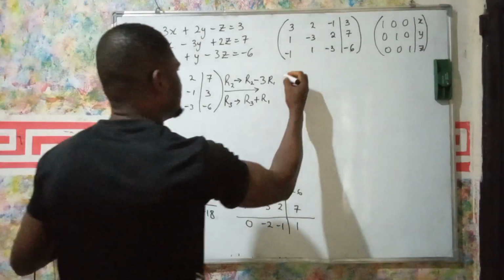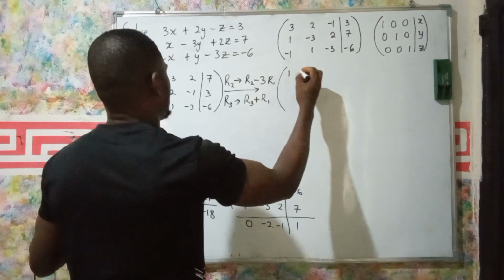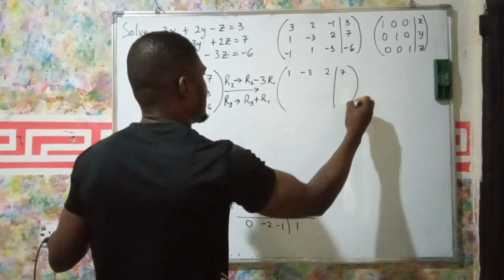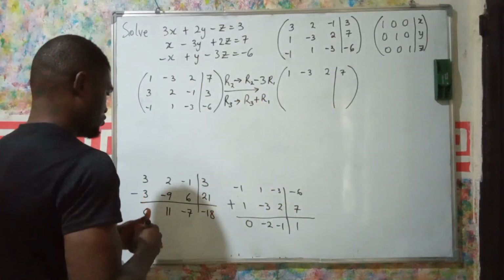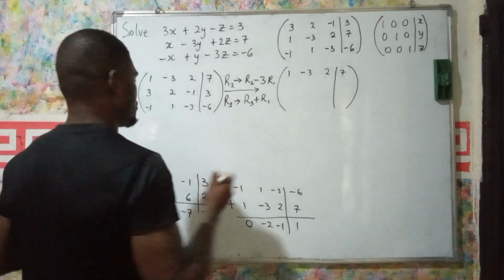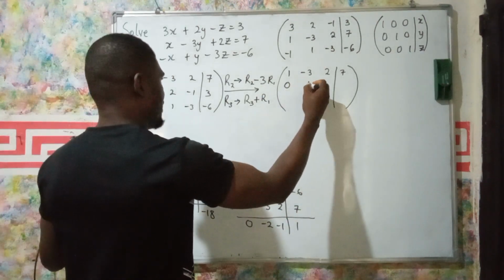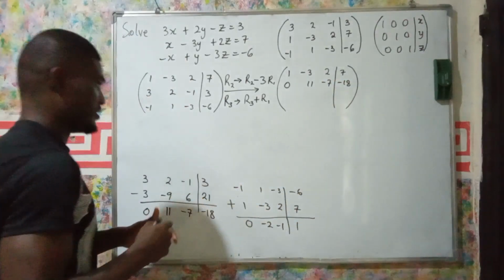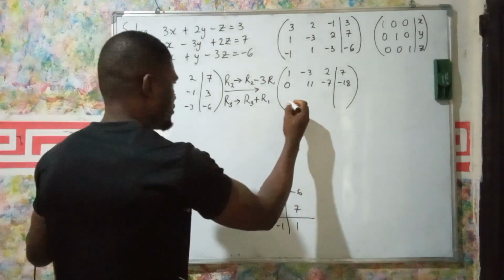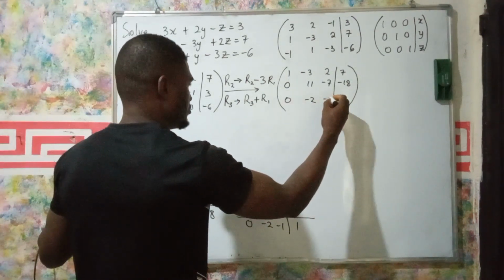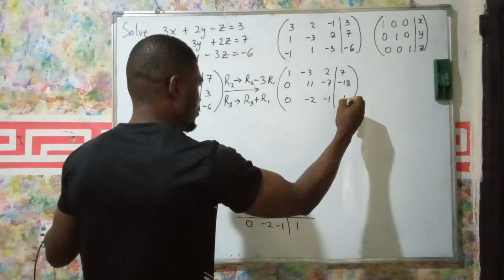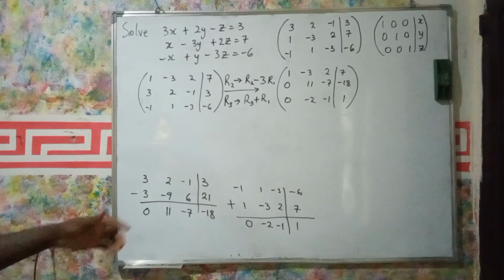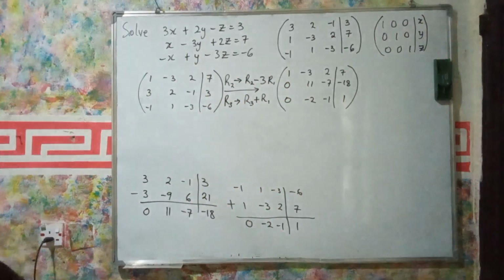So let's write it down then. So our row 1 is unaffected, is 1, minus 3, 2, and then 7. Then the new row 2 is 0, 11, minus 7, minus 18. And then new row 3 is 0, minus 2, minus 1, and 1. So that's what we have.